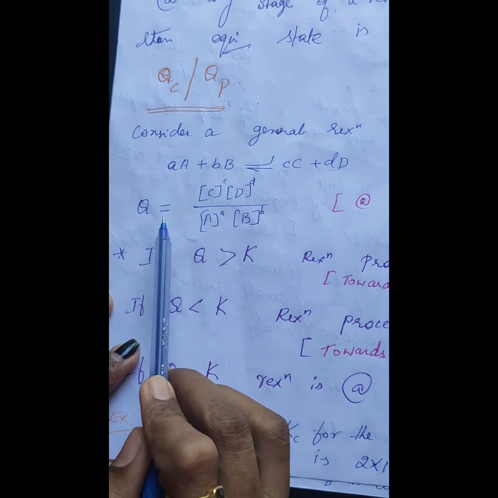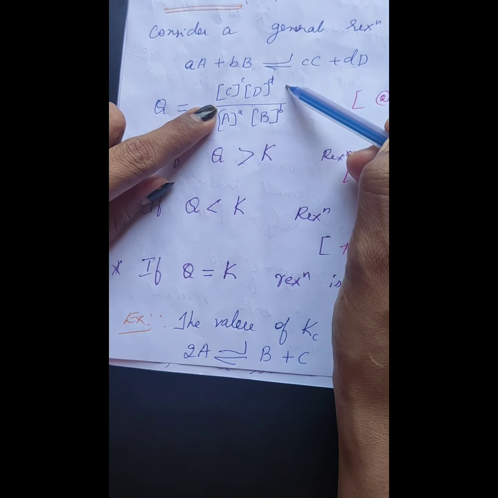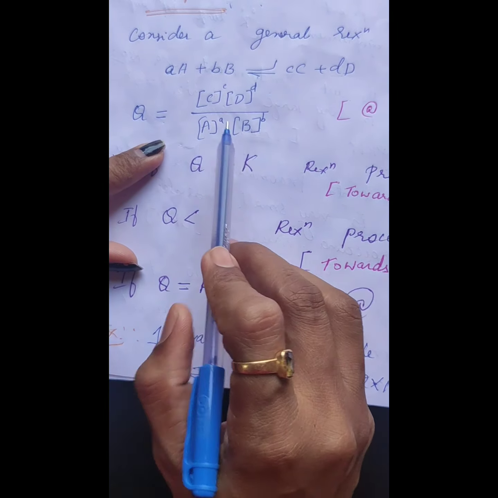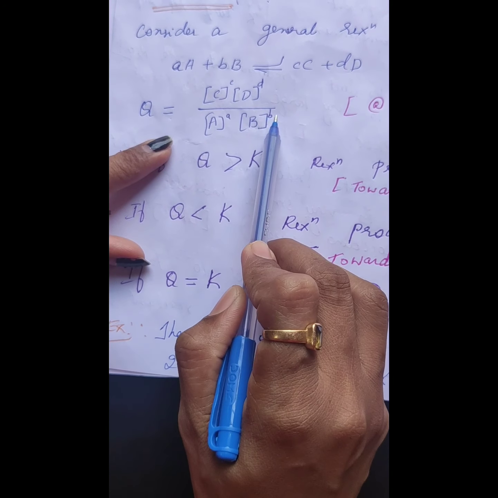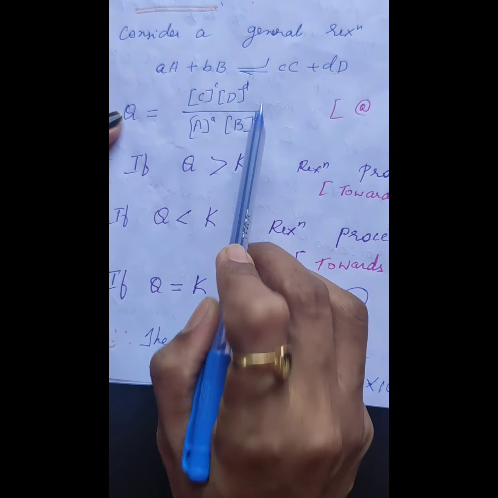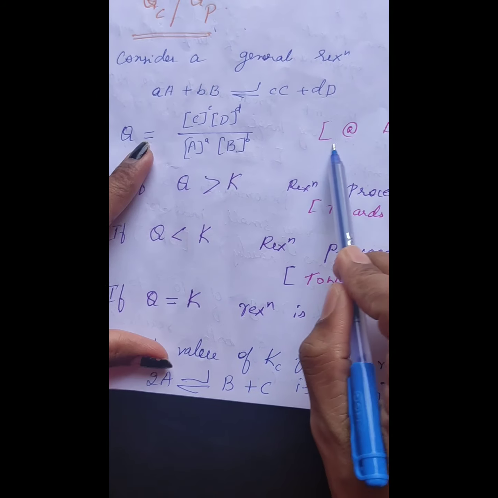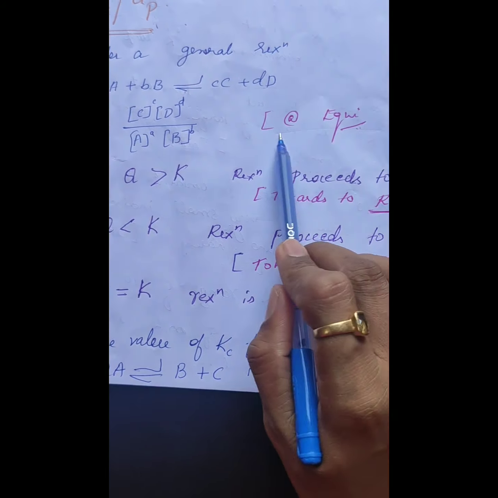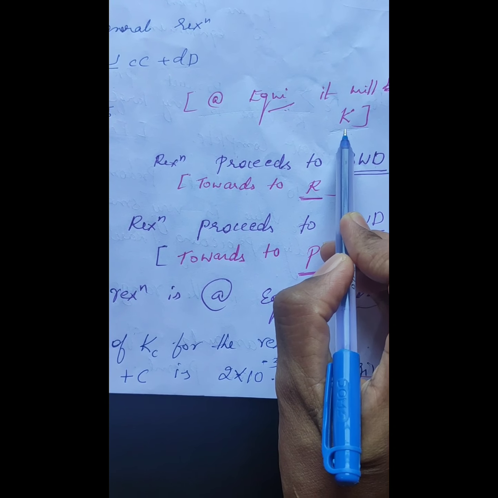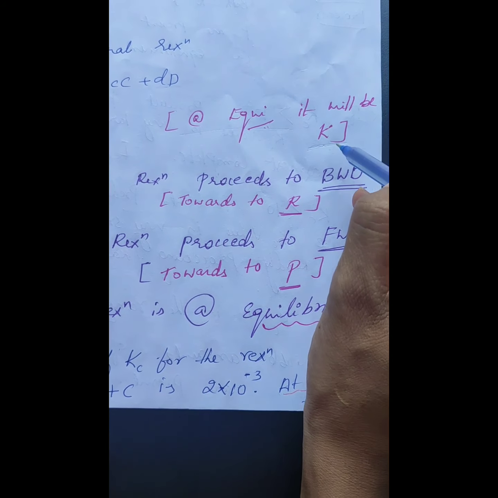Generally, Q can be expressed as the concentration of the products raised to the powers of their stoichiometric coefficients, to that of the molar concentration of the reactants raised to the appropriate powers of their stoichiometric coefficients. It is similar to the equilibrium constant K representation, but children, you should remember the same expression at equilibrium will be taken as K or Kc, or in terms of pressure it will be Kp, but here I have taken a general case so it will be K. At equilibrium it will be taken as K.